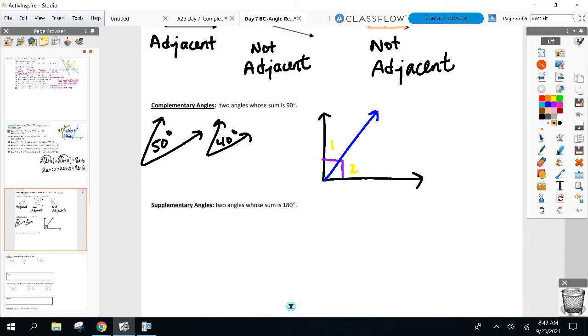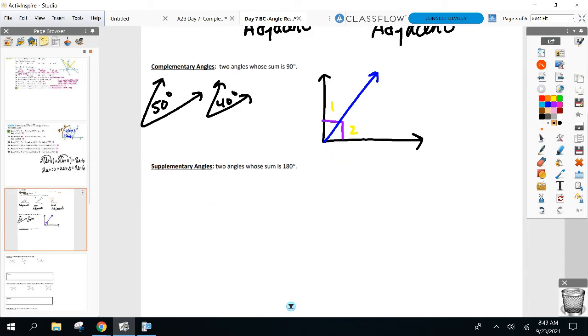Now we have supplementary. Adds to 180. Again, two angles only. Elementary school version. There you go. Hi, kids. Look at my two angles. They add to 180. They're supplementary. Not impressed. Here's where you've got to be now.